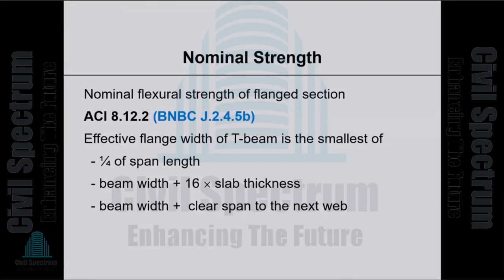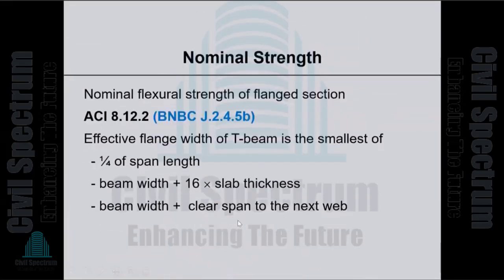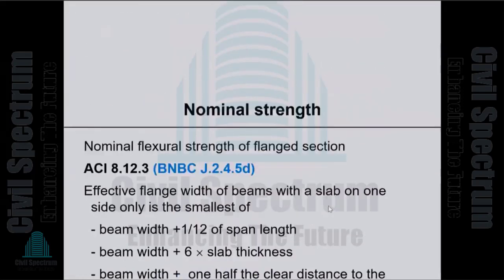Number 3, beam width plus clear span to the next web. So on either side, the beam width, and we go halfway to the next beam. So from here to there, to the face of the next beam, let us say we have a distance of 8 meters. So 4 meters will be part of the effective flange on one side. On the other side, if there is also another beam 8 meters away, we get an effective flange that is 4 meters. The 4 plus 4 add to 8, which is the clear distance to the next cross beam. So beam width plus clear span to the next web. I hope this is totally understandable.